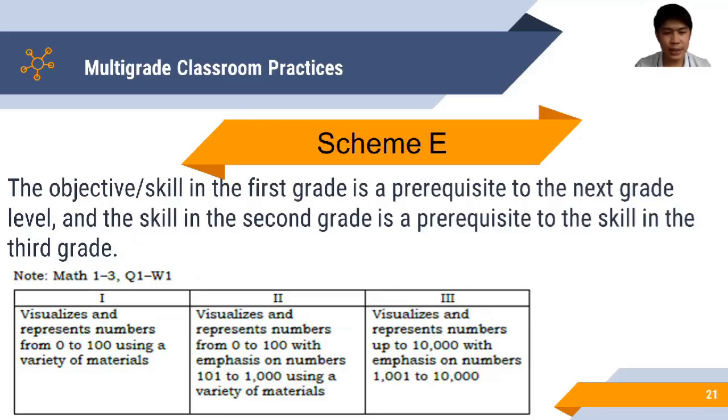So, Scheme E is the objective or skill in the first grade is prerequisite, kinakailangan, to the next grade level. And the skill in the second grade is prerequisite to the skill in the third grade. Ayan. Kagaya po dito sa example, ang objective from grade 1, yung skill sa grade 1 is kinakailangan ni grade 2 to proceed with their activities or to achieve their learning objectives, and ganun din naman si grade 3. Each skill is prerequisite to the next grade level. So kung ganun po ang makikita nating objectives, the teacher will utilize the Scheme E.